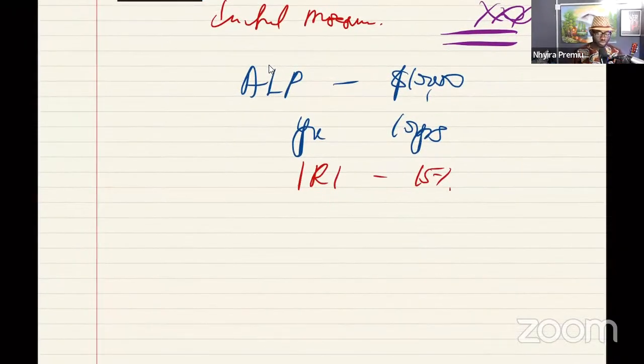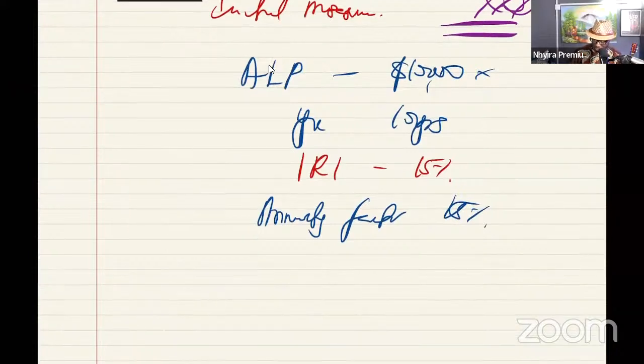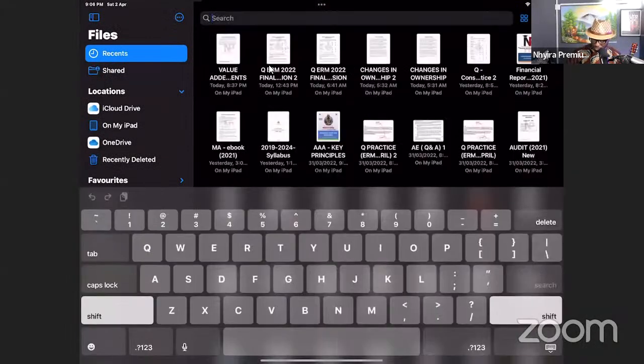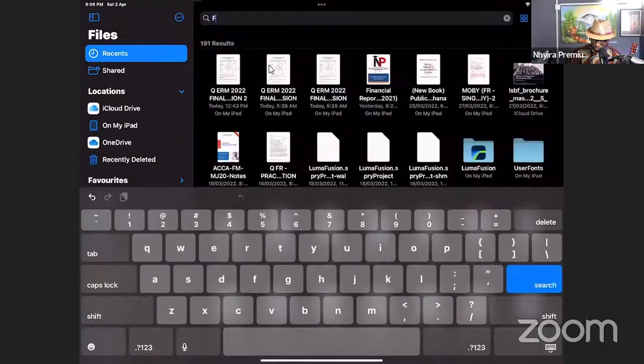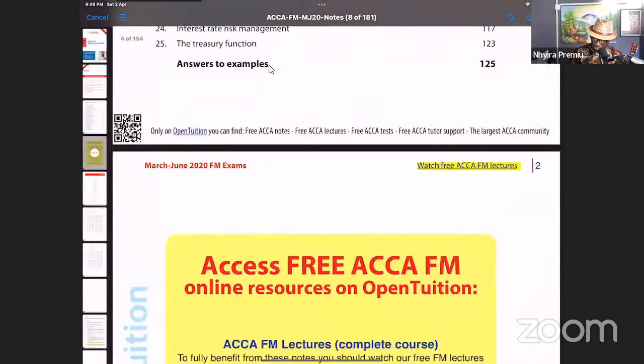So you calculate, you get an annuity factor of 15% for 10 years. Then you use it to multiply the 10,000. That is how you get the present value of the minimum lease payments. Let's see if I can get my annuity table and show you that. Okay, my annuity table could be here.